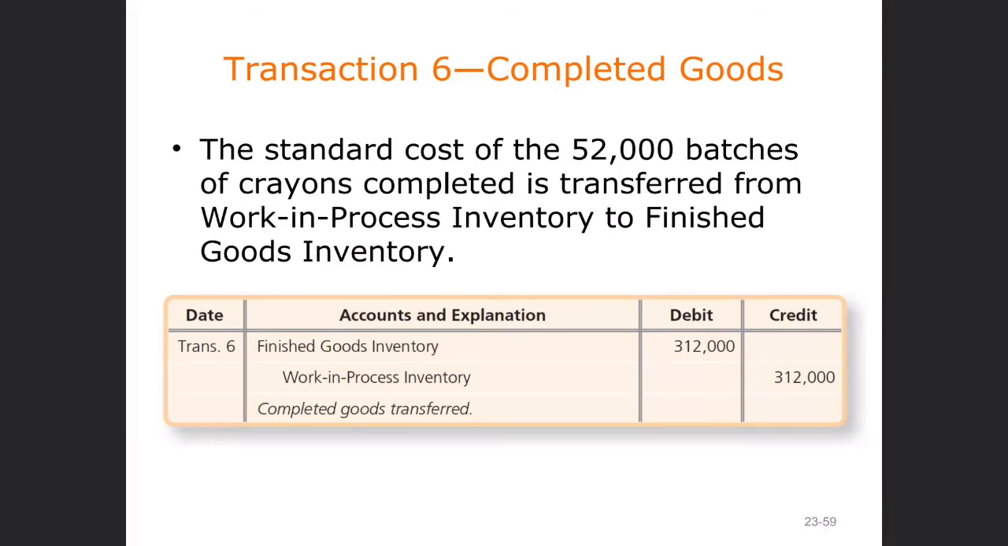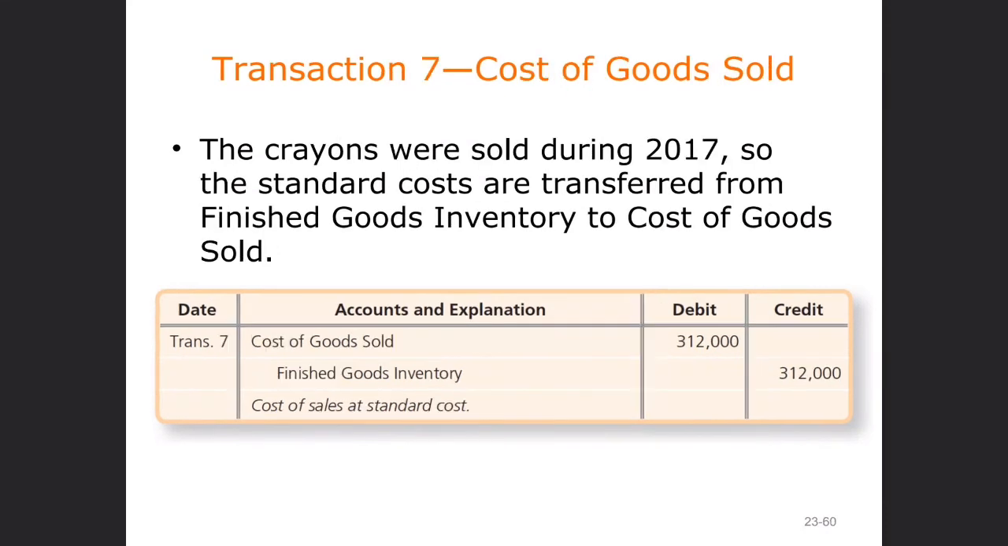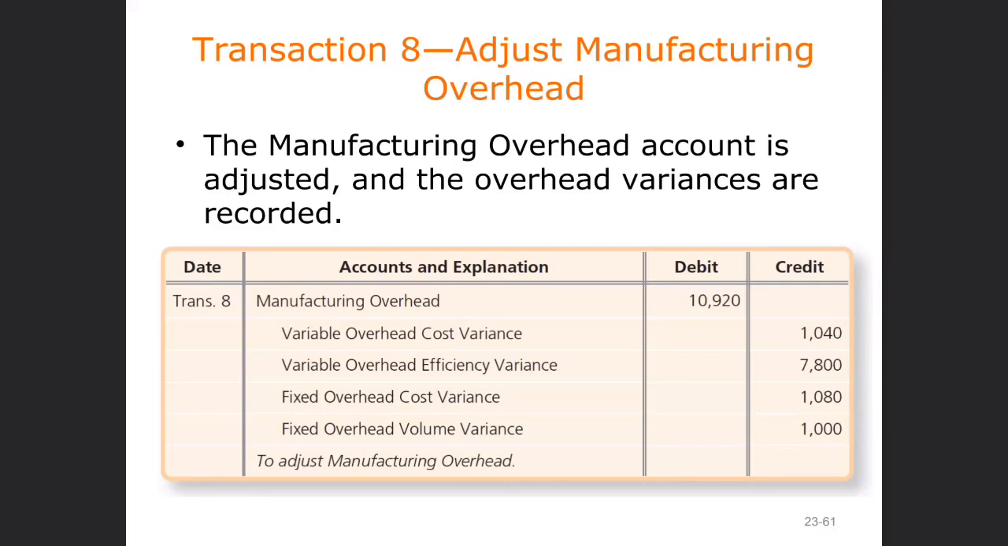The standard cost of the 52,000 batches of crayons completed is transferred from work in process inventory to finished goods inventory. So to record that transfer, we're going to debit finished goods inventory and credit work in process inventory. The crayons were sold during 2017, so the standard costs are transferred from finished goods inventory to cost of goods sold. We're going to debit cost of goods sold, credit finished goods inventory for the cost of sales at standard cost.